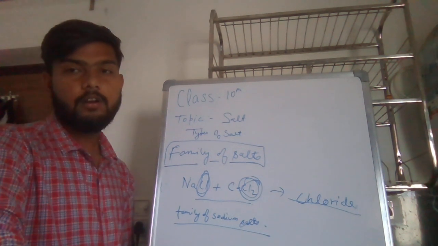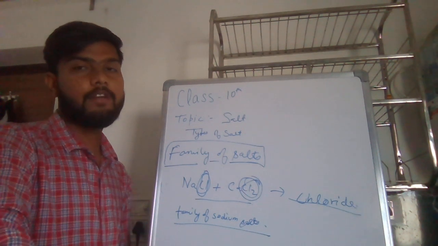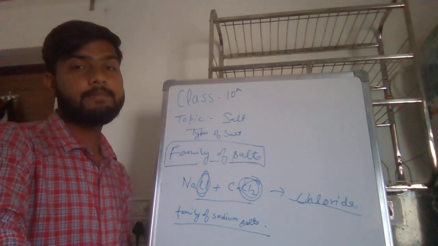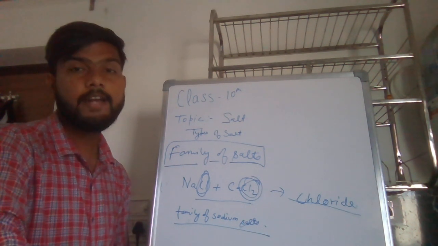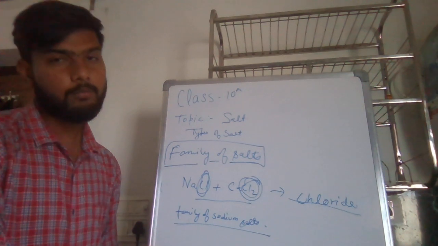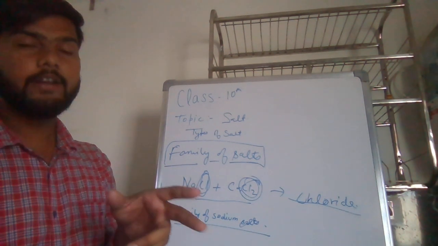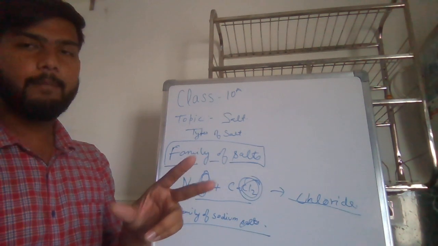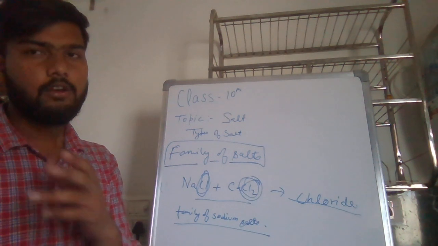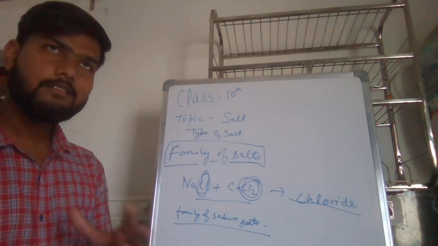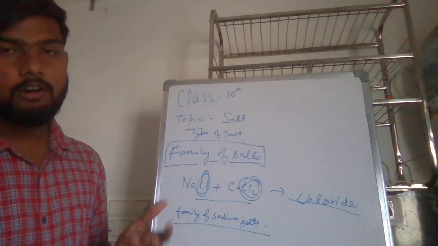After that we discussed the family of salt. In the family of chloride we saw sodium chloride and calcium chloride belong to the chloride family, calcium chloride and calcium sulfate belong to the calcium family, and zinc chloride and zinc sulfate belong to the zinc family. So this is what we discussed in today's class.